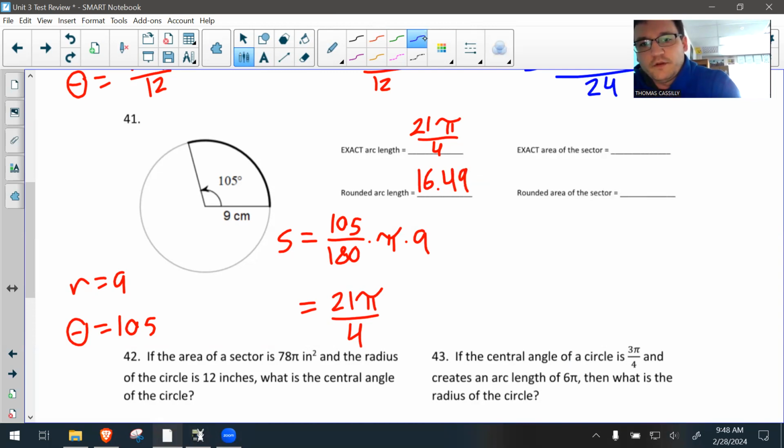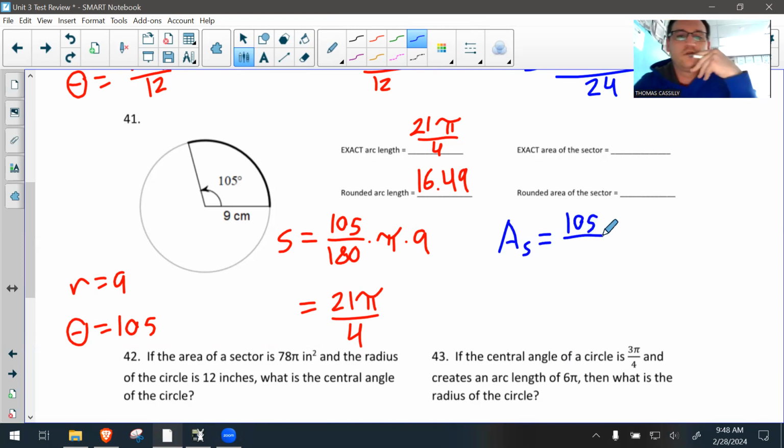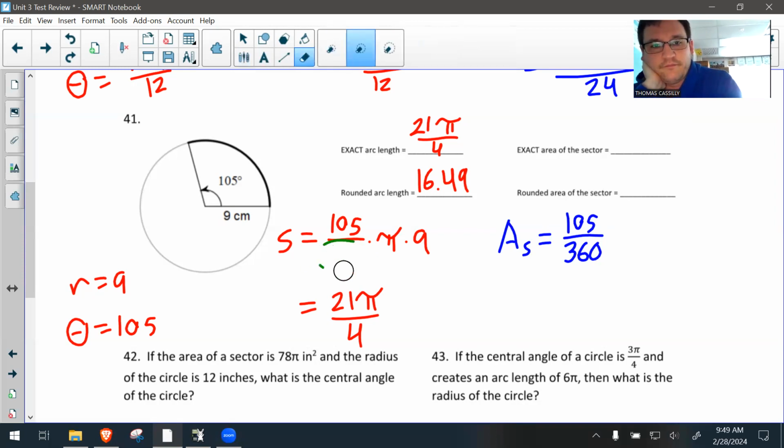And then the last one, the area of the sector is going to be equal to 105. I made a mistake. All right, I need to fix that now. This should have been 360 degrees. All right, so let me fix that.